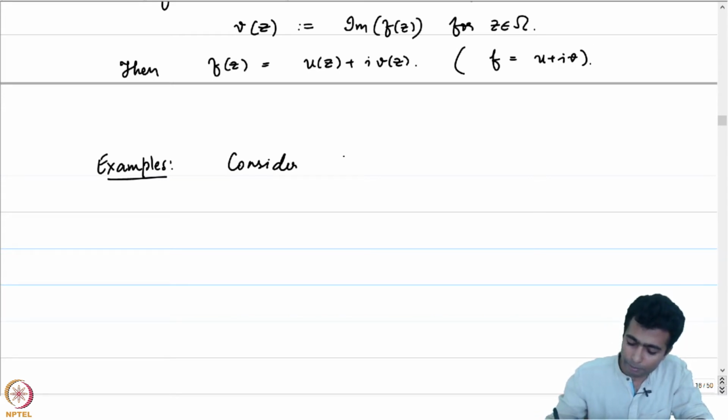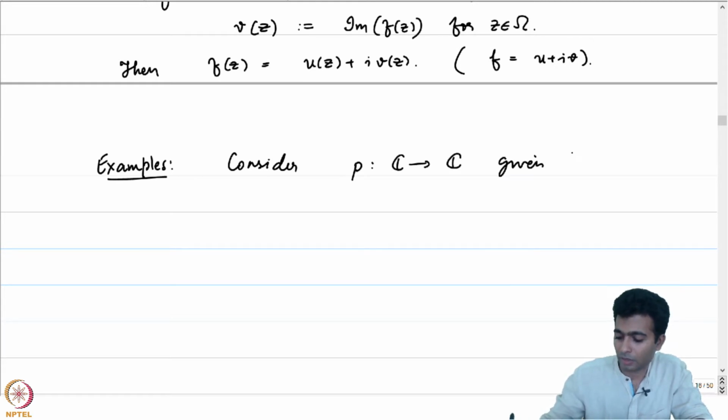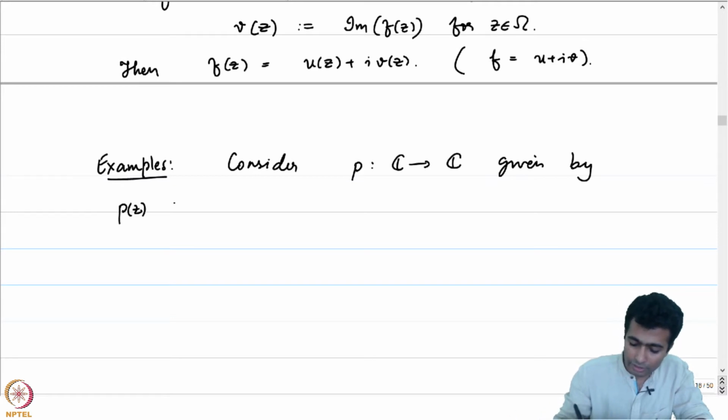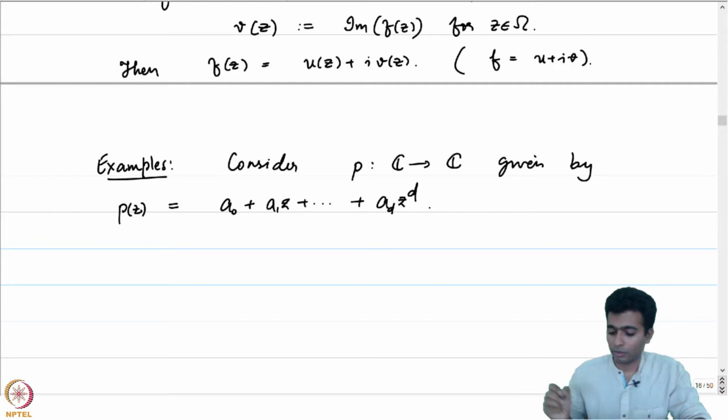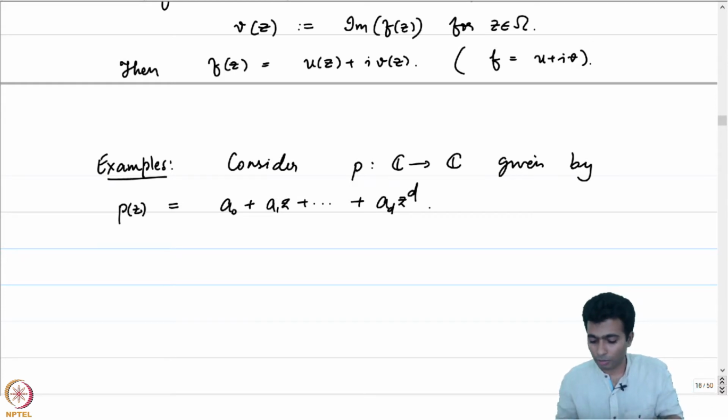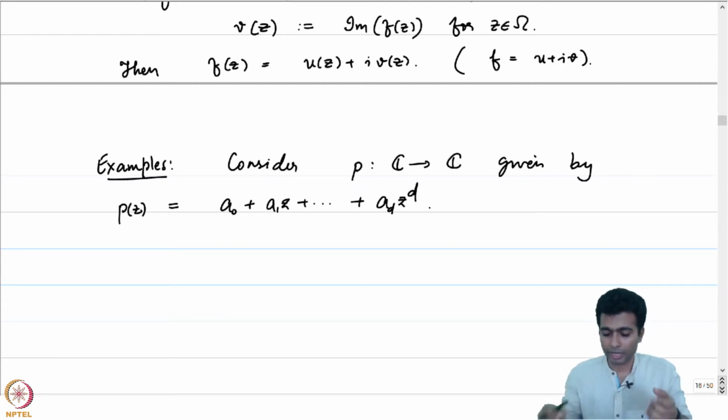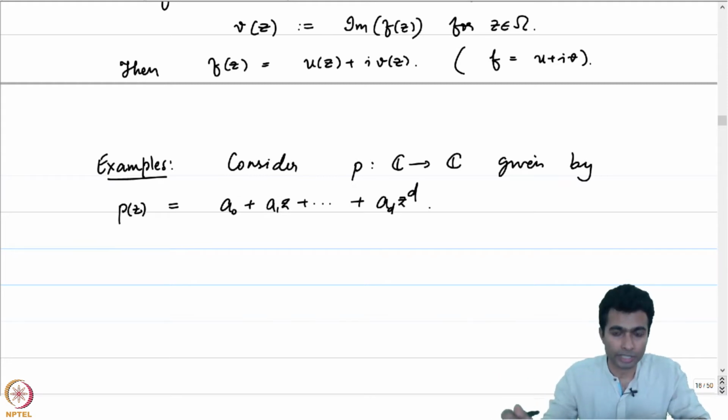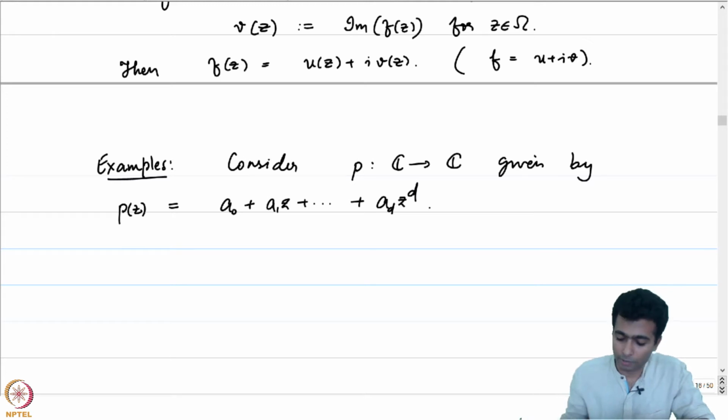Consider P from C to C given by P of z is equal to a0 plus a1z plus up to ad z to the power d. Notice that now we are not looking at this as a formal polynomial, rather we are looking at it as a function from C to itself. For every complex number z, we are looking at P of z, which is the complex number given by a0 plus a1 times z plus a2 times z square, adding it up to ad times z to the power d. Notice that the right hand side is a complex number.